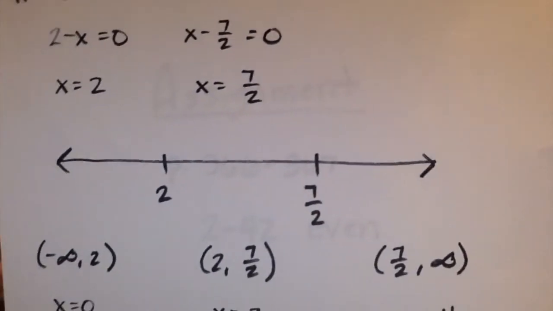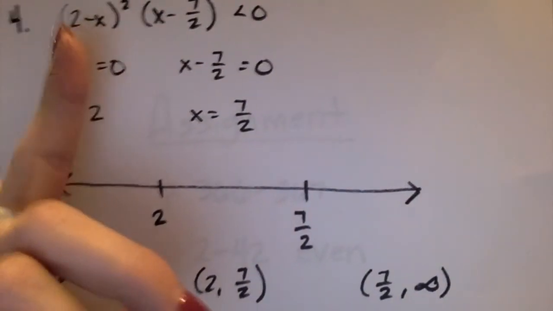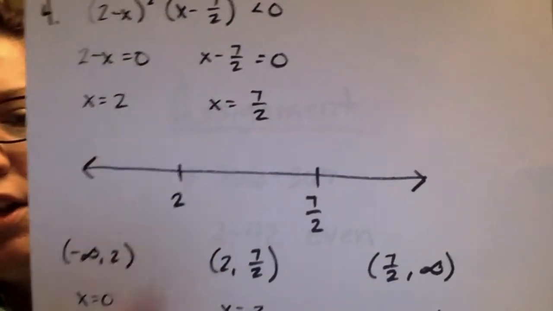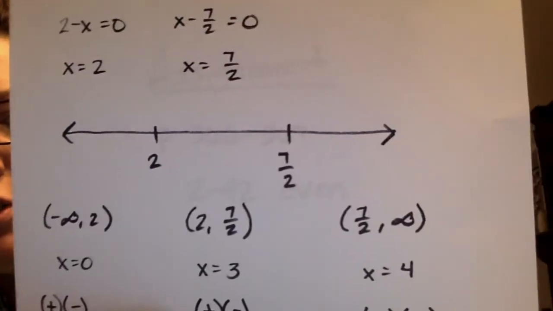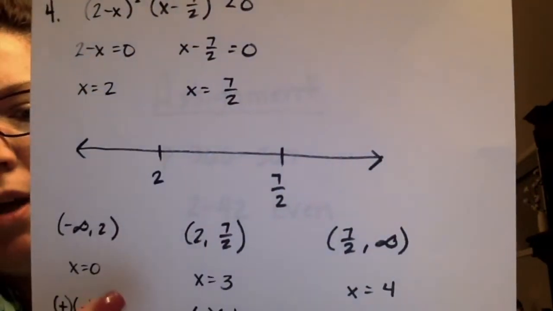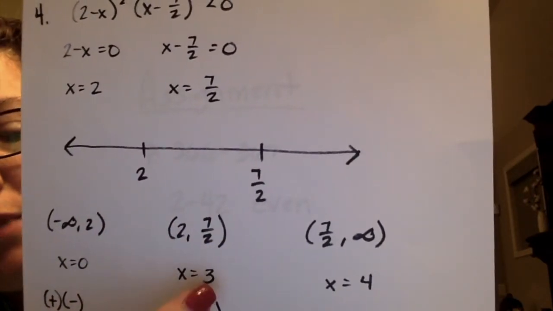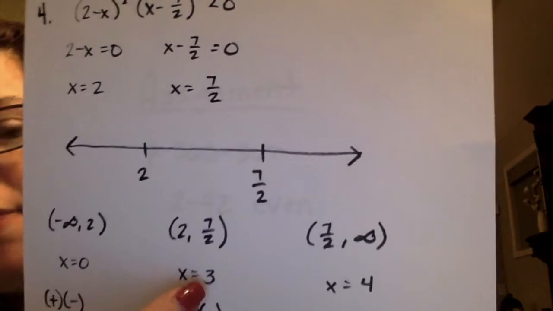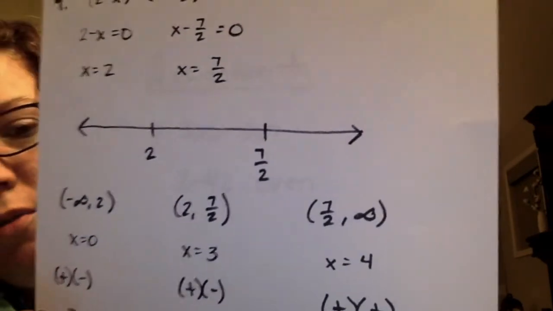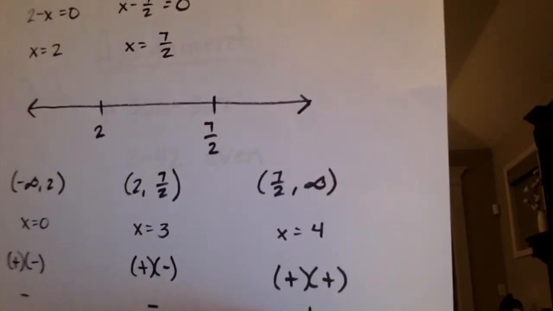Now I'm putting these values back in. Here's the thing: any number I put in here, I'm going to square it, and any number squared is always positive. So the first set of parentheses is always positive, and I only have to worry about the second set of parentheses. Well, 0 minus 3.5 is negative. 3 minus 3.5 is also negative. And 4 minus 3.5 is positive. So positive times negative is negative, positive times negative is negative, positive times positive is positive.